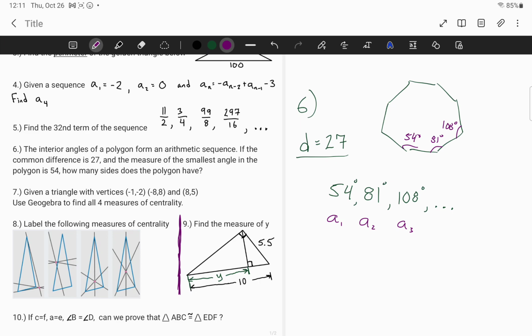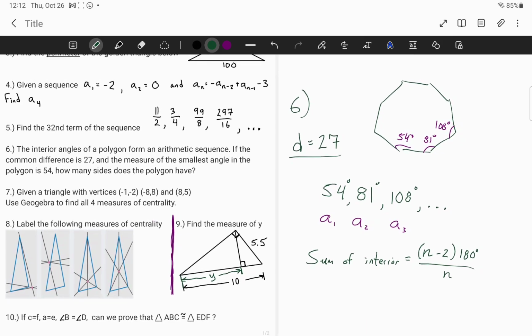One thing we know is that our sum of interior angles is going to be equal to n minus 2 times 180 divided by n. All right, that's our formula from exams 1 and 2. And another thing we know is that the sum of interior, that's these ones here.